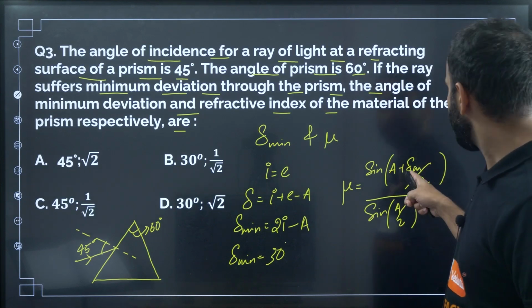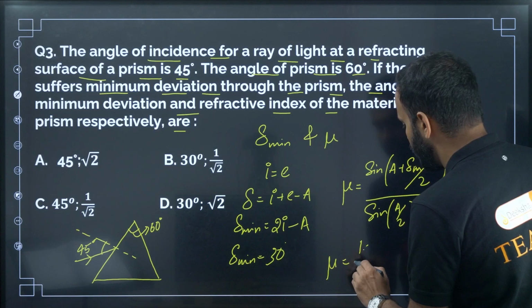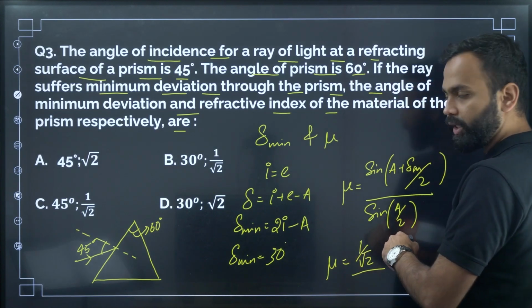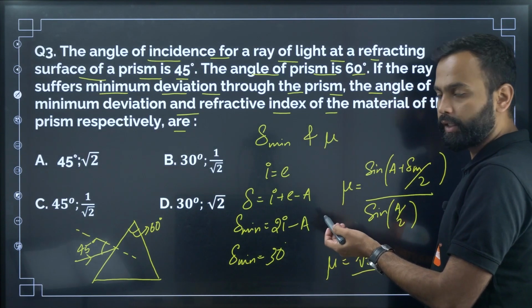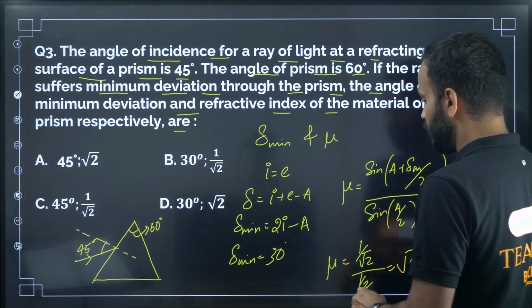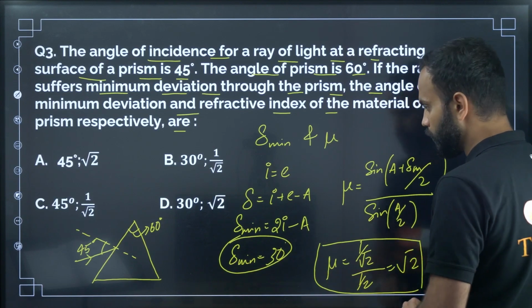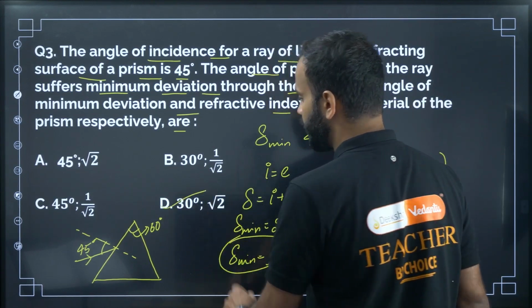90 by 2 is 45. So sine 45 degree is 1 by root 2. So mu equal to 1 by root 2 and sine of A by 2 is sine of 30 degree, that is 1 by 2. Solve this, you will get root 2. So minimum deviation is 30 degree and refractive index is root 2. The correct option is D.